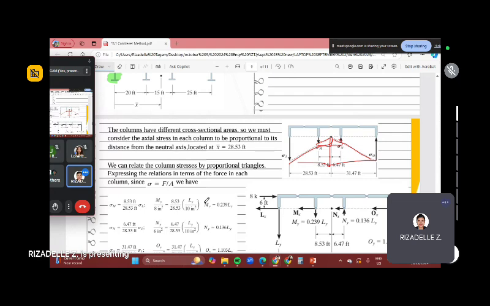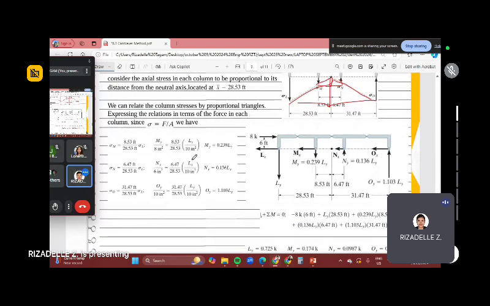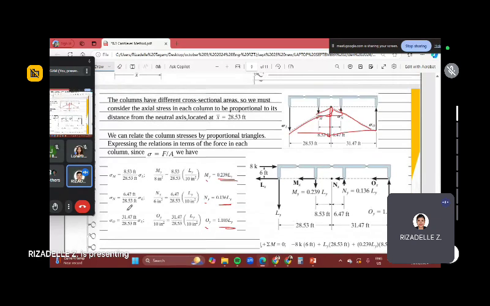Okay? How to solve, since the unknowns are four. No, the unknowns are four. You will make it in terms of one variable. Here, LY is the one at the corner, so you solve MY, NY, and OY in terms of LY. How to get that is using proportional triangles, and the actual stress in each column is proportional to the distance from the neutral axis.